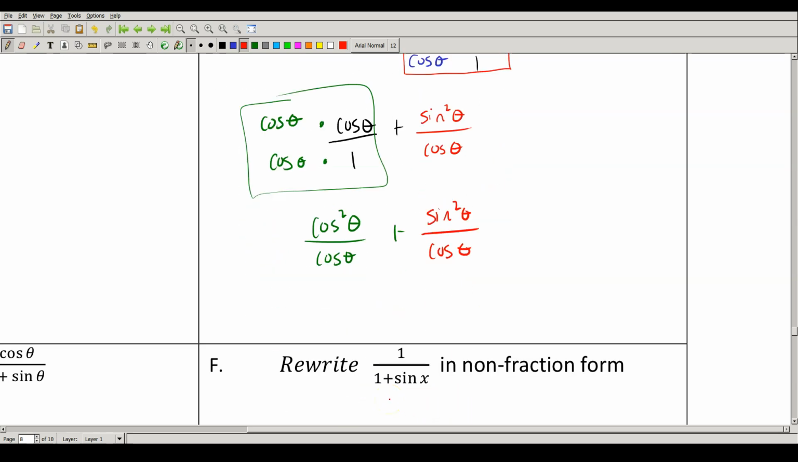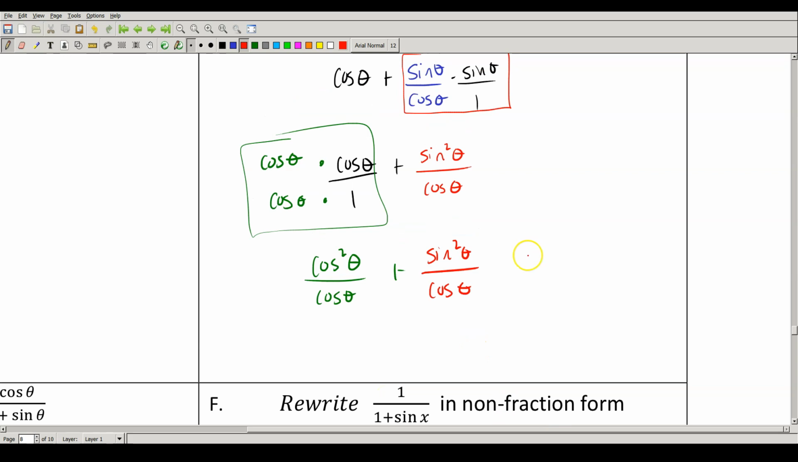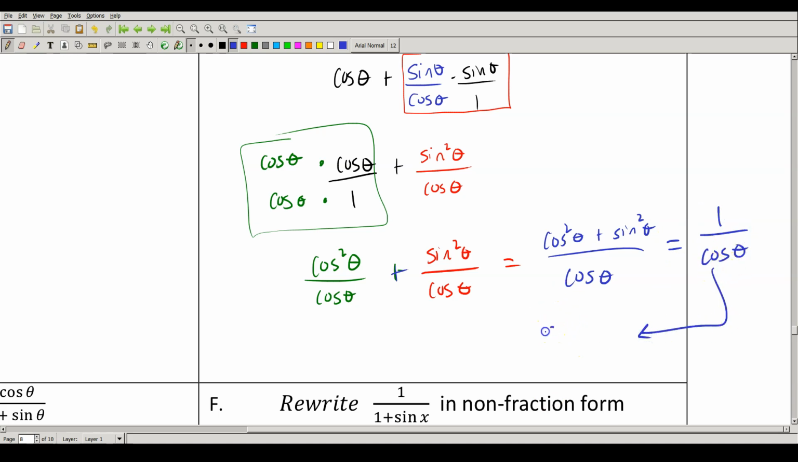Now we have a common denominator and we can combine these fractions. Our denominator is cosine, so that goes on the bottom. The top, look at that, cosine squared plus sine squared, which, remember, is equal to 1. This is equal to now 1 over cosine theta, and this can break all the way down to secant of theta.